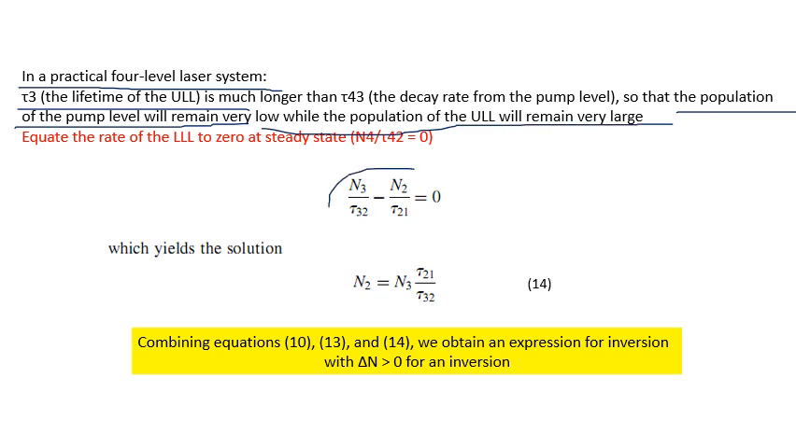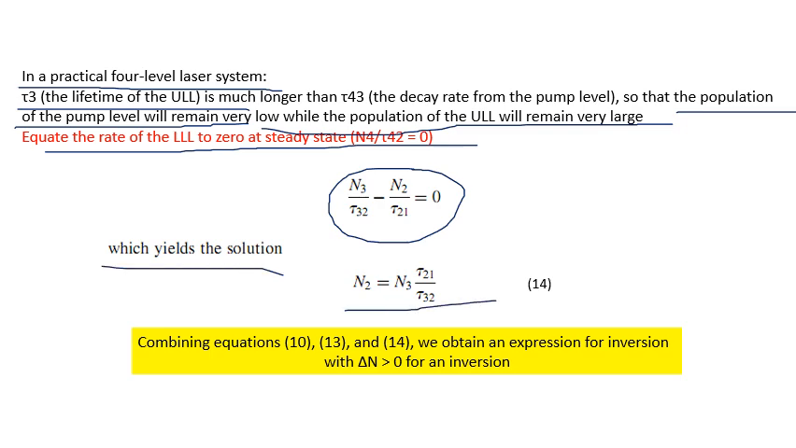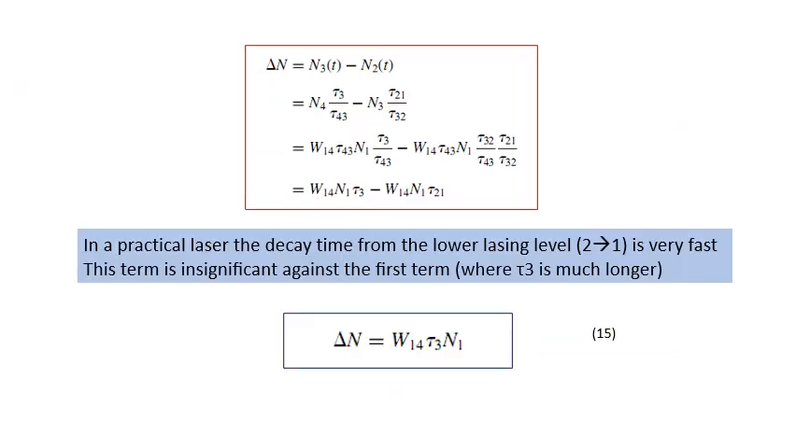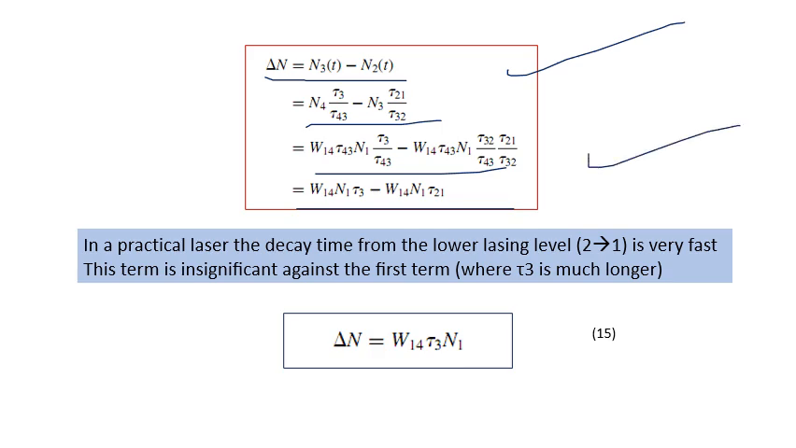Okay, so here the rate of LL goes to 0 at steady state, and 4 over tau 42. Now further this yields this thing. Combining equations 10, 13, 14, we obtain an expression, and this is one of the conditions, that delta n has to be greater than 0 for an inversion. And these are further steps. If you use this equation and substitute the n3, n2, you will get this one. Rearrange it, expand it, then you can understand, and it's part of your assignment definitely.